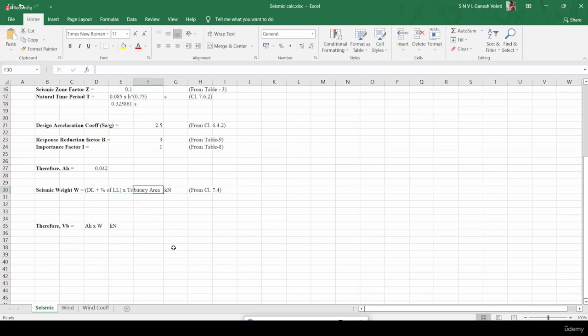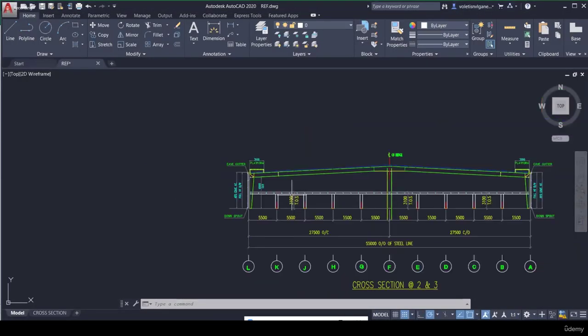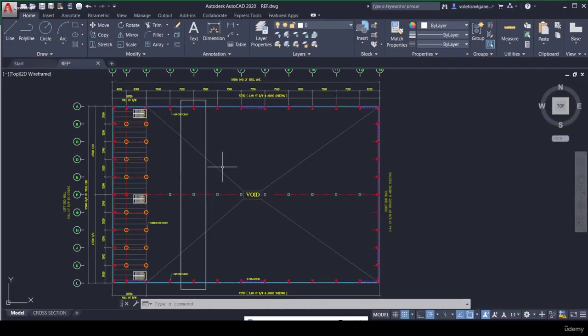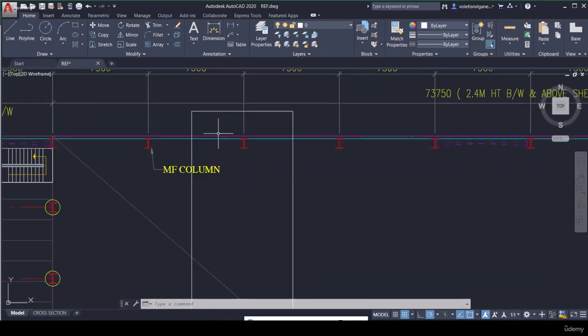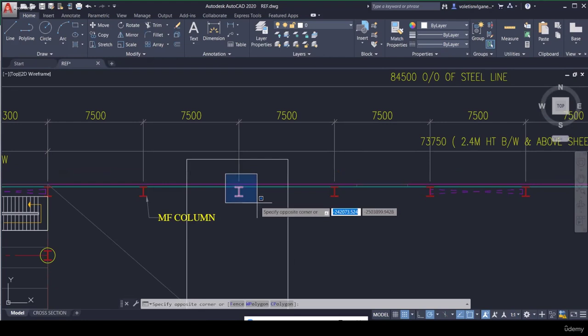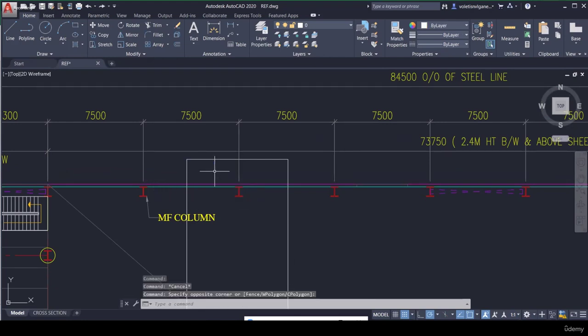So what is meant by a tributary area? For example, to calculate the tributary area for a frame, let us take this frame. Though I have not provided this as an example, I'm showing here how to calculate tributary area. This frame will take half of the load from this side and half of the load from this side. So 7.5 plus 7.5, 15, divided by 2. So the tributary width of the building is 7.5 here.